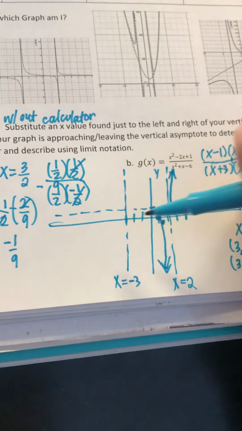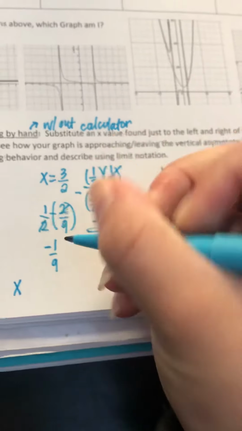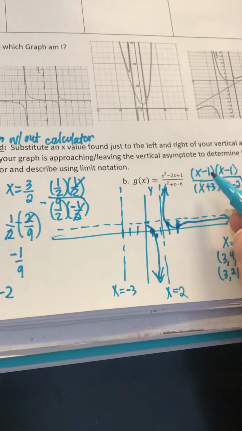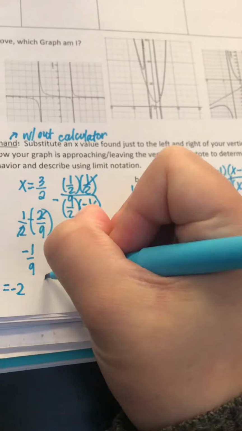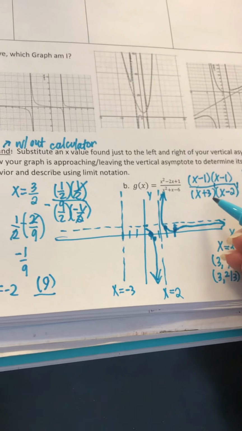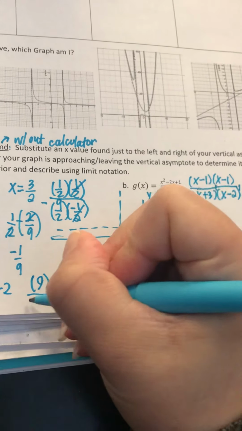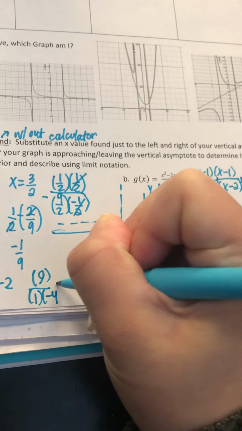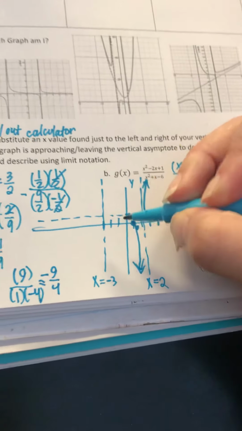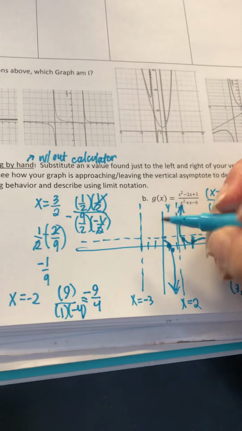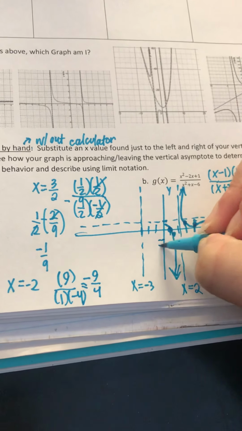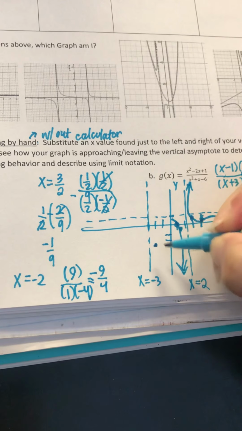another number. Let's try -2. So when x equals -2, I'm going to plug -2 into my formula. -2 minus 1 is -3. -3 times -3 is +9. -2 plus 3 is 1, and times -4. 1 times -4, so that's going to be -9/4. -9/4 is like -2 1/4. So at -2, it's going to come back down 2 1/4 right here.